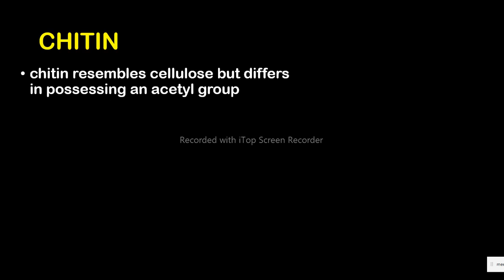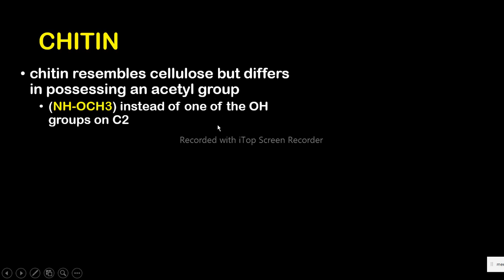In other words, it is identical to cellulose. However, the difference is that it possesses this acetyl group that is attached. Actually, it is an acetylamide group. I'll add it on carbon number 2. It replaces the OH on carbon number 2 on the beta glucose molecule to form that acetylamide group.